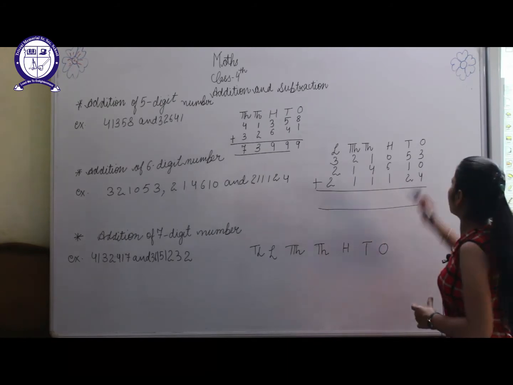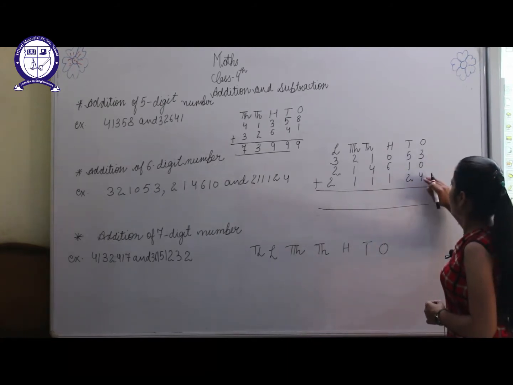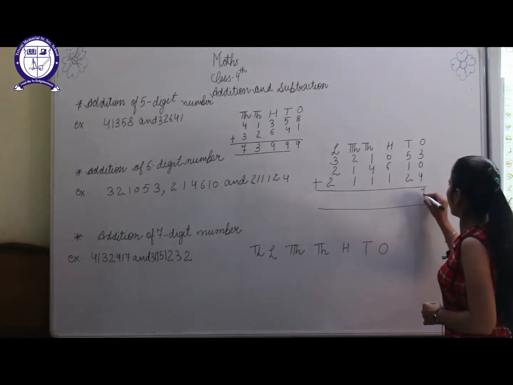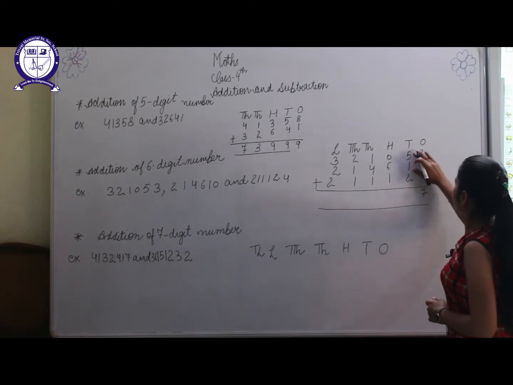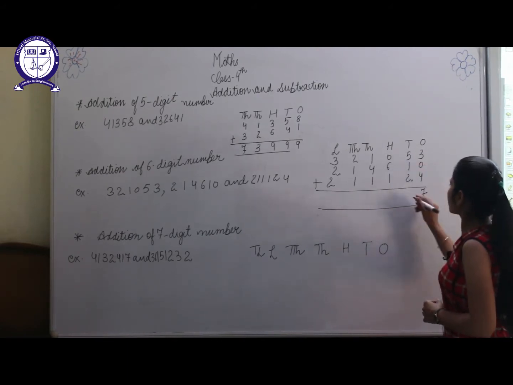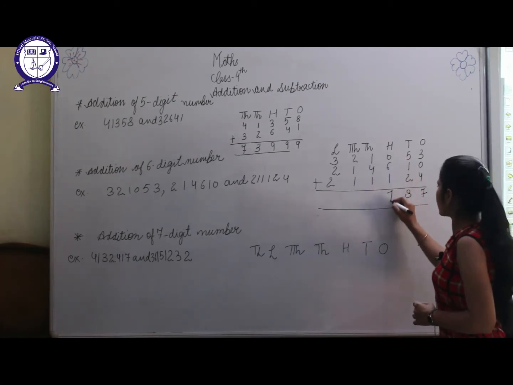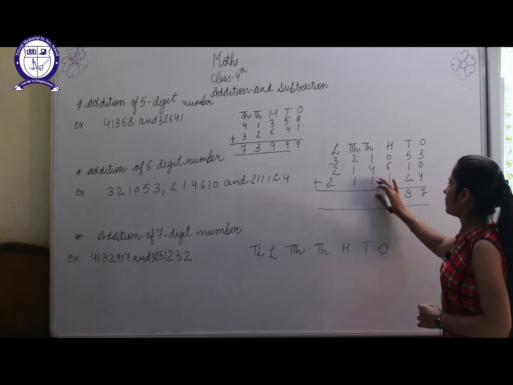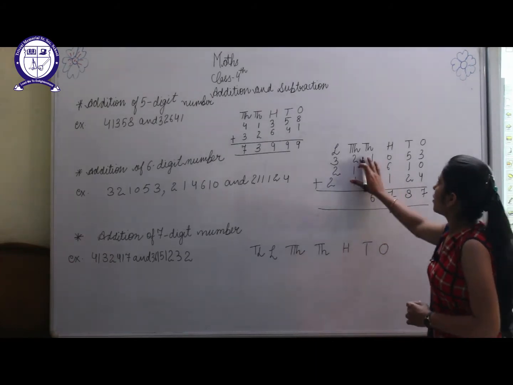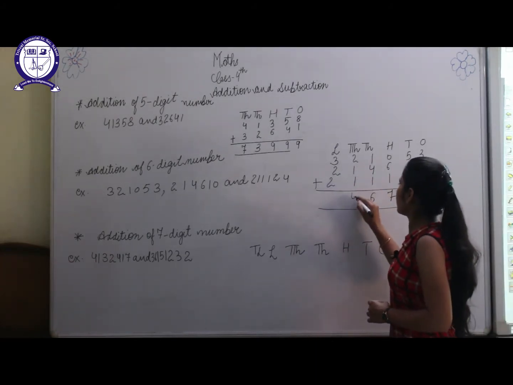So start adding them. 3 plus 0, 3. 3 plus 4, 7. Now add the tens place digit. 5 plus 1, 6. 6 plus 2, 8. 0 plus 6, 6. 6 plus 1, 7. 1 plus 4, 5. 5 plus 1, 6. 2 plus 1, 3. 3 plus 1, 4.